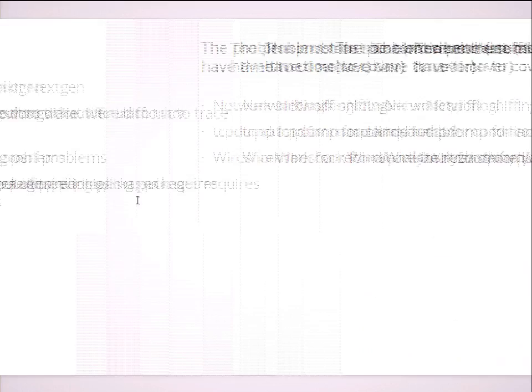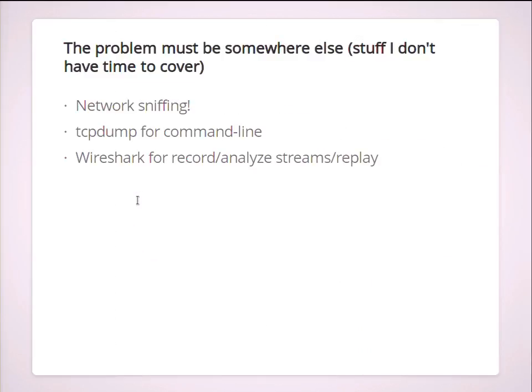So let's say we can't find it. The program must be somewhere else. I'm not sure where to look. A couple other places to look are network sniffing. Maybe the problem isn't on your system, but what's coming in. So if you're on the command line, you can use something like tcpdump, which will basically set your network interface to what's called monitor mode, or promiscuous mode as well.